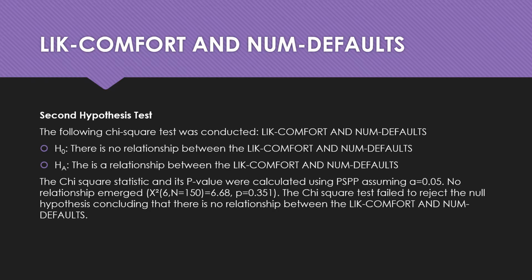The chi-square statistics and its p-value were calculated using the PSPP, assuming again the alpha equals 0.05. Here no relationship emerged. The chi-square test failed to reject the null hypothesis, concluding there is no relationship between like, comfort, and number of defaults.